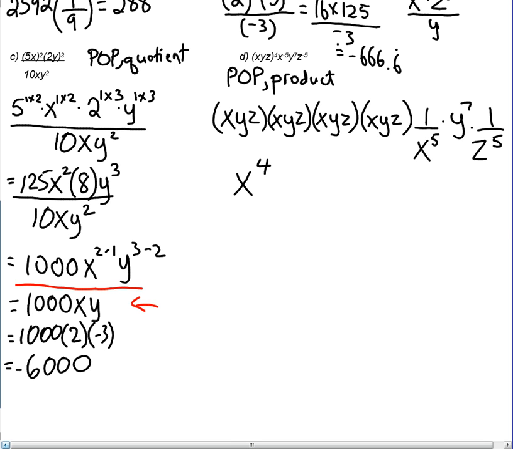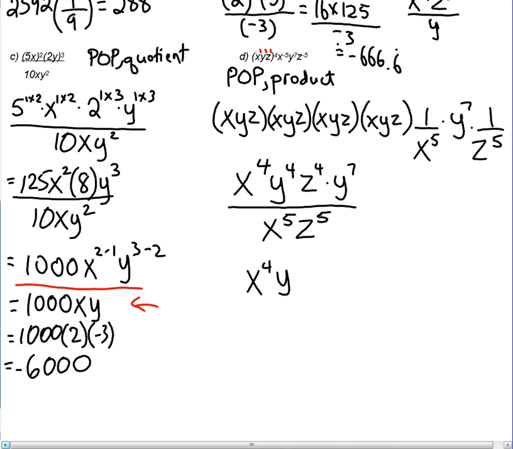And I'll just point out that inside the brackets we have exponents of 1 on x, y, and z. So that's where the power of a power comes in: you're taking an exponent on something that already has an exponent. So we have x to the 4th, y to the 4th, z to the 4th, multiplied by 1, multiplied by y to the 7th, multiplied by 1. So this would be all over x to the 5th times z to the 5th. Now when we go to simplify a little further, we can get all of our y terms now, which would be 4 plus 7, and we'd have z to the 4th.